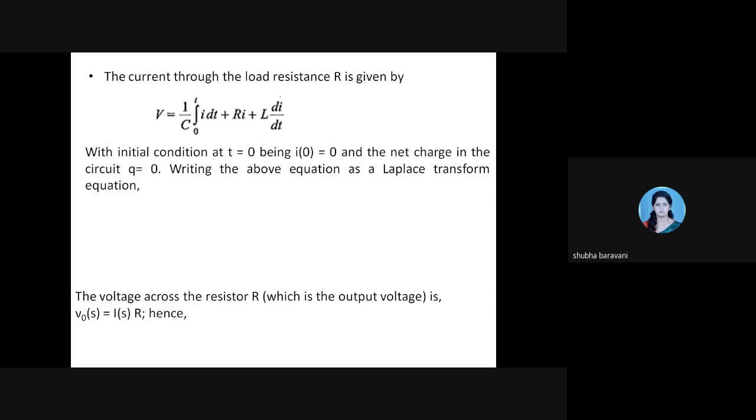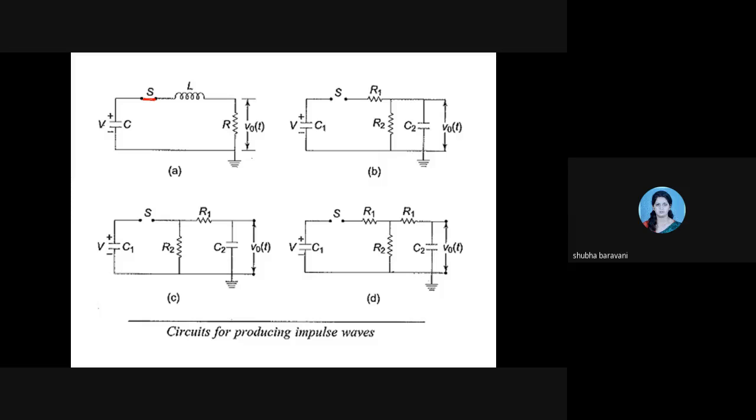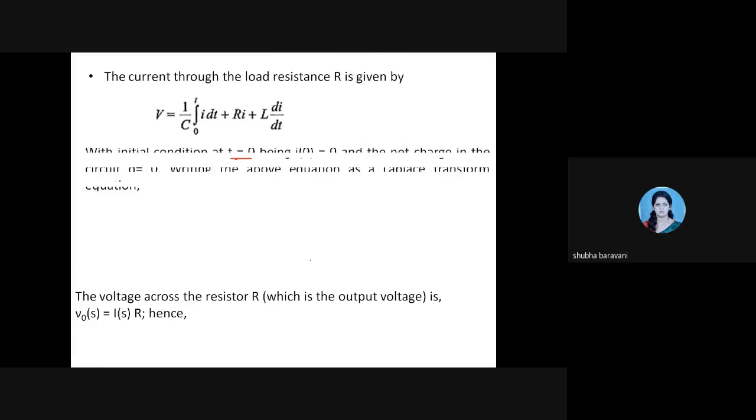Okay, so with the initial condition, when t is equal to 0, at 0 time when your gap was not conducting, what happened? The circuit was open and there was no flow of current. So I of 0 is equal to 0 and the net charge in the circuit Q is equal to 0. Q goes to 0 when your gap was not conducting. Now, writing the above equation, whatever we have written, I'll take the Laplace transform of it.